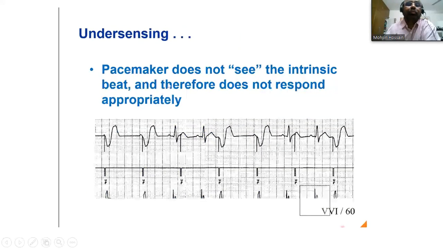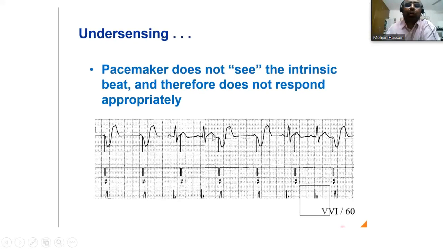This is undersensing. The pacemaker does not see the intrinsic beat and therefore does not respond appropriately. In this case, you can see the pacemaker cannot see the R wave, so there is a pacing spike after the QRS complex. Here it cannot see the R wave.